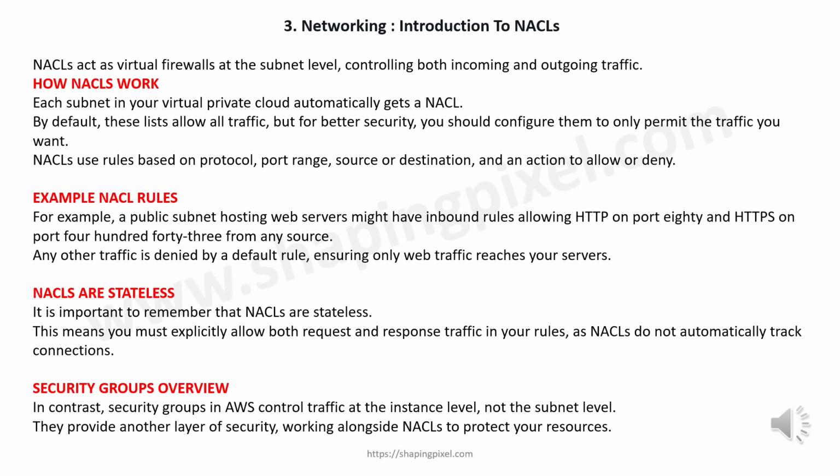For example, a public subnet hosting web servers might have inbound rules allowing HTTP on port 80 and HTTPS on port 443 from any source. Any other traffic is denied by a default rule, ensuring only web traffic reaches your servers.